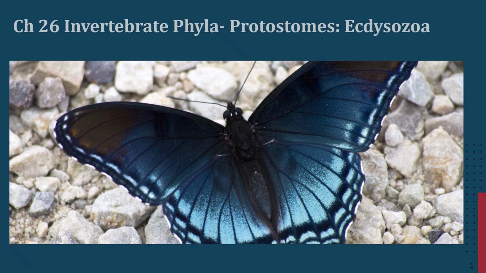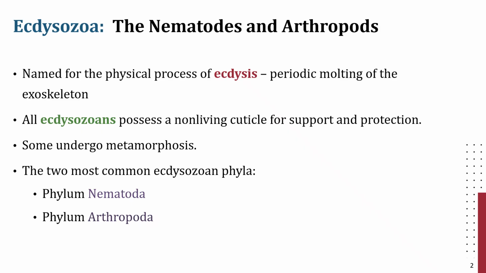Our second protostome group are called the Ecdysozoa. This group is going to include our arthropods, which is our largest group of invertebrates, and our largest group of animals. The Ecdysozoa are named for the process of ecdysis. Ecdysis is molting. So these organisms are going to shed their outside skeleton or their exoskeleton. This is going to allow them to grow.